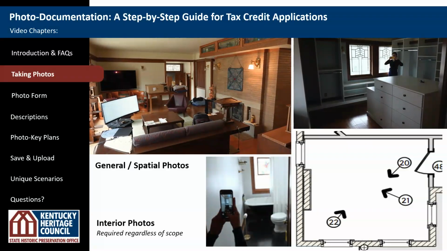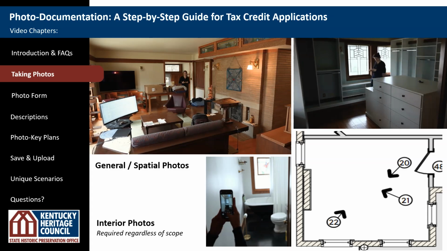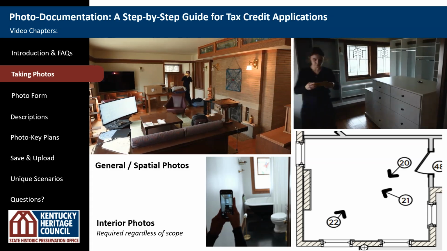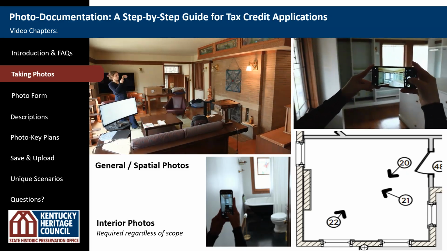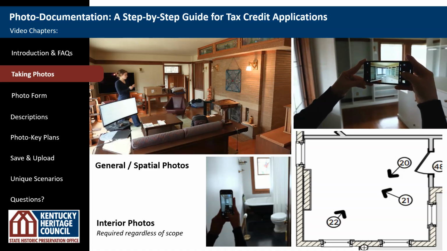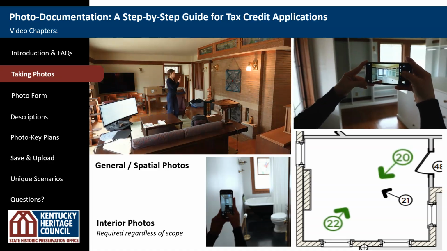Once the exterior is fully photographed, the interior of a property must also be documented, regardless of the scope of work. Just like the exterior, it's a good rule of thumb to take a minimum of 2 photos of each space, taken from opposing angles.